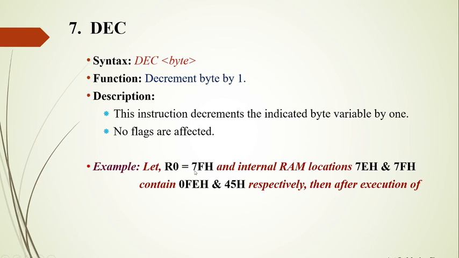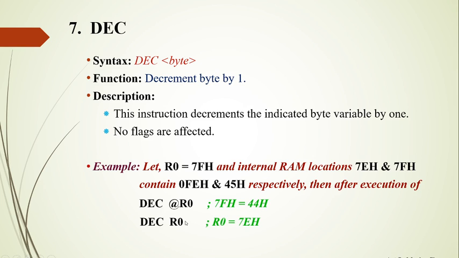Now R0 contains the value 7FH, which is an internal RAM location. And the internal RAM locations 7EH and 7FH contain the values 0FEH and 45H respectively. Now, what happens after the execution of this instruction? Here R0 is a pointer. It is pointing toward the memory location 7FH, whose content is 45H, and that is decremented by 1 after execution of this instruction. That's why the memory location 7FH will contain the value 44H.